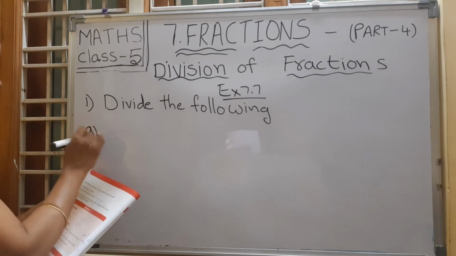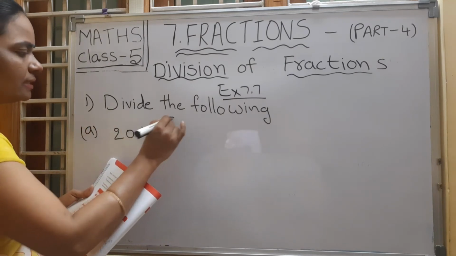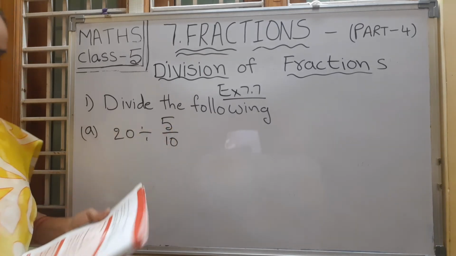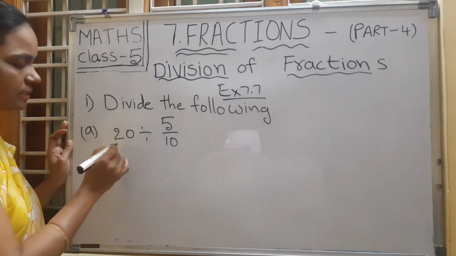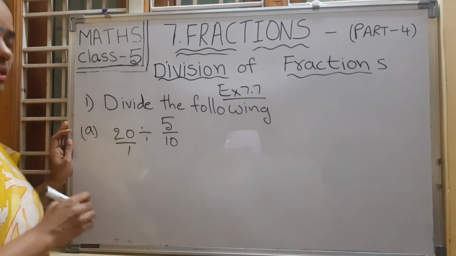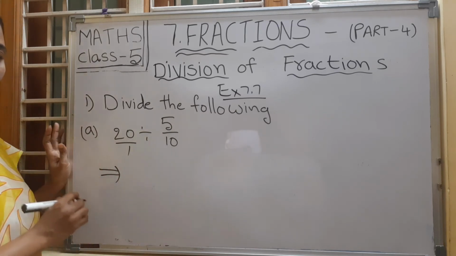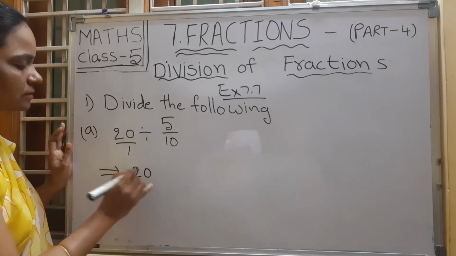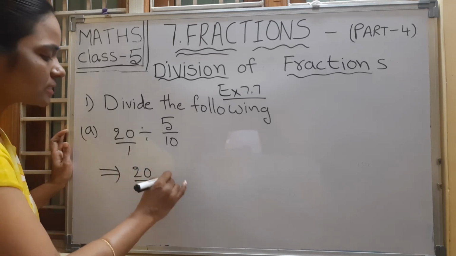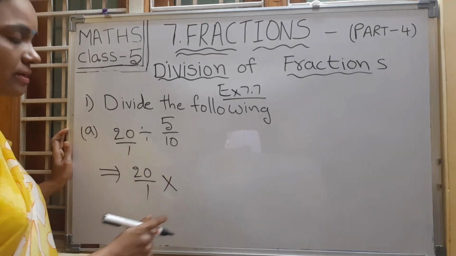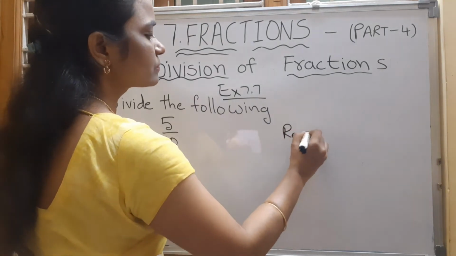20 divided by 5 by 10. So here divided by means division we are taking. 20 becomes 20 by 1 divided by 5 by 10. So these are the two fractions. What we have to do? Take the first fraction as it is, and the first fraction should be multiplied with the reciprocal of the second fraction. So what is reciprocal?